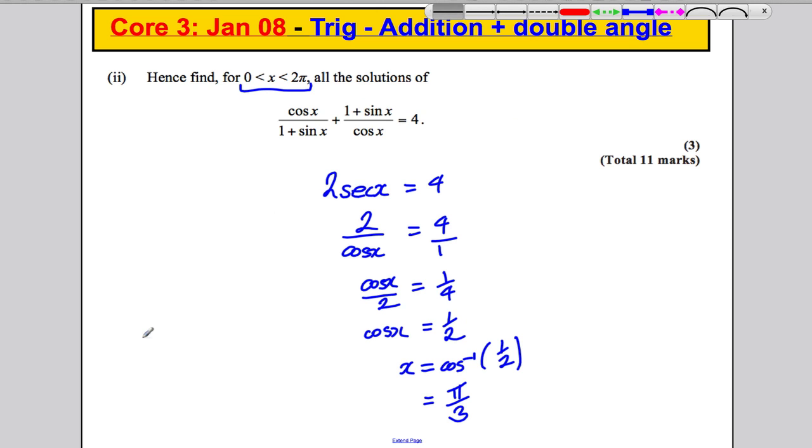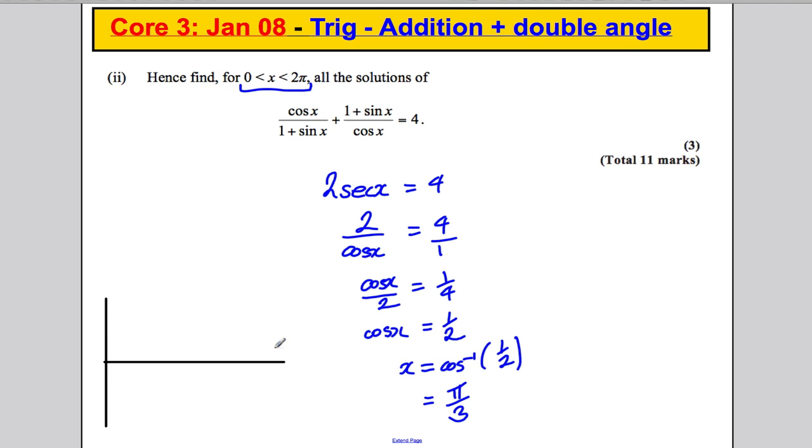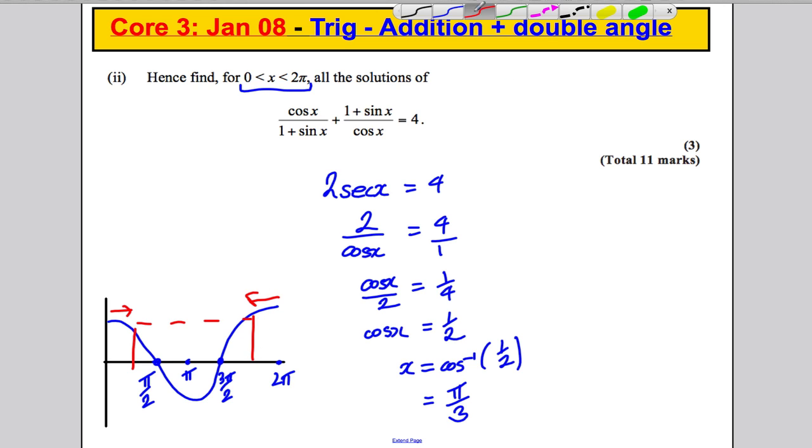So let's find all our solutions between 0 and 2 pi. We know the cos graph looks something like this. That point there is pi by 2, that point there is pi, that point there is 3 pi by 2, and that point there is 2 pi. Now we have one solution which is pi by 3 away from the tip, so we're going to have another solution that's pi by 3 away from the tip there as well. So the other solution must be 2 pi subtract pi by 3, which is 5 pi by 3. And they are our x's, and we're done.